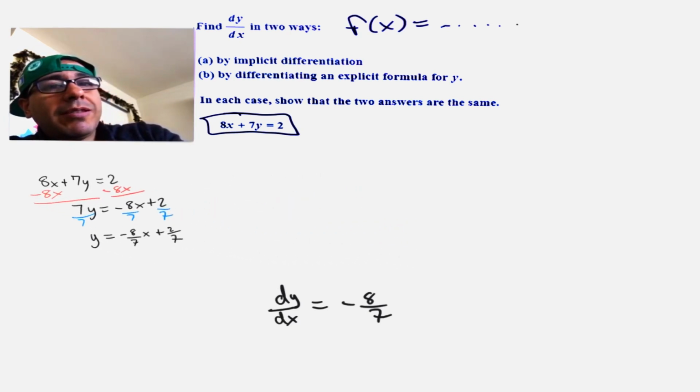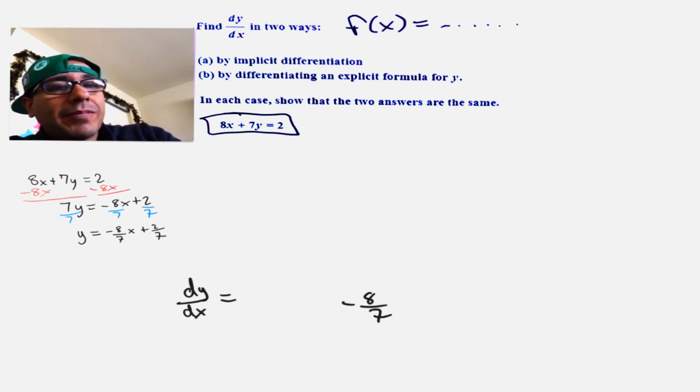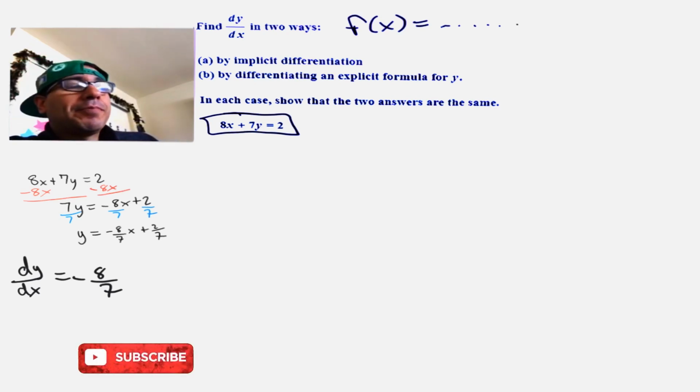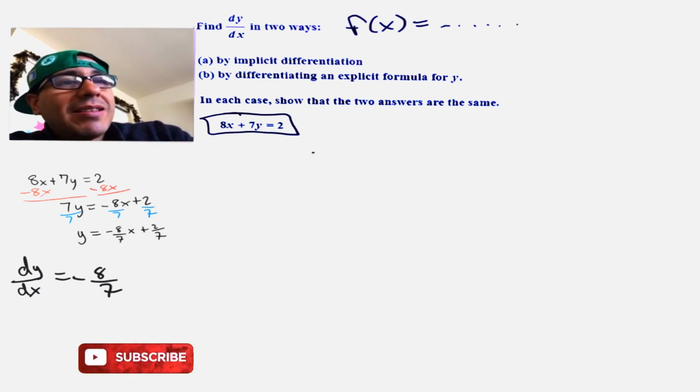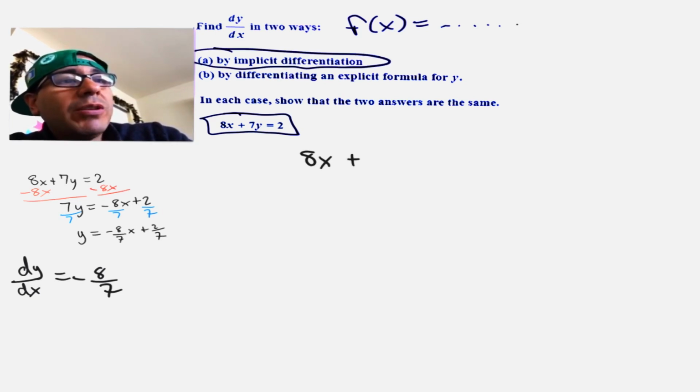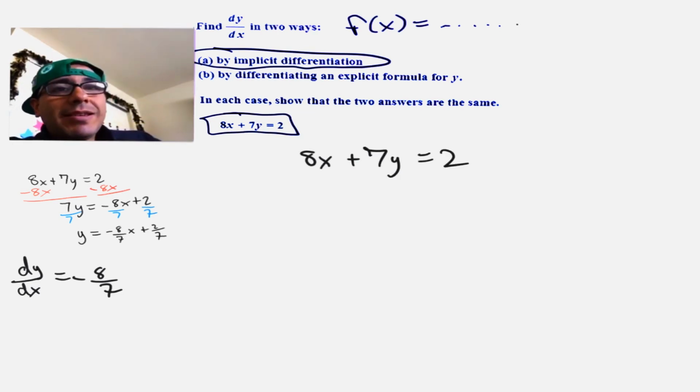So let me move all this to the side here. All right, so what does this look like? What's nice about implicit differentiation, I'm going to look at part A here, is we don't have to do any solving. We can just jump in as is.